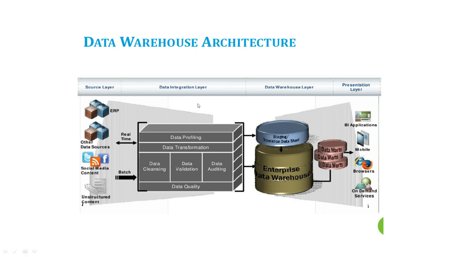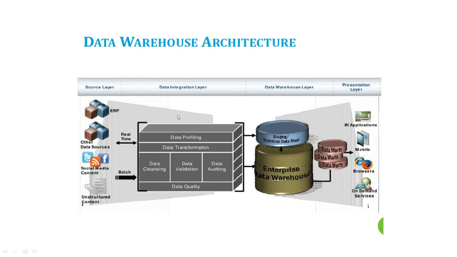In the data warehouse architecture, we have four types of layers: the source layer, the data integration layer, the data warehouse layer, and the presentation layer. In the source layer, we have different sources: ERP and other data sources, social media content, and unstructured content. The other data sources and social media content are real time, so they are processed in real time, but the unstructured data is processed in batch.